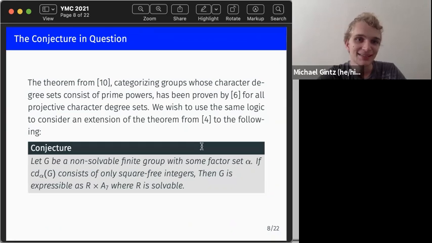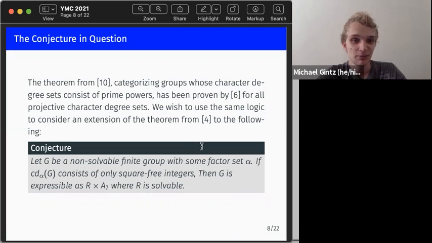And if we replace CD(G) with CD_alpha(G) for some arbitrary alpha in either of these theorems, we have proposed generalizations. And the first of these generalizations regarding prime powers has actually been proven. And we wish to use the same logic of that proof to generalize the other theorem. So in particular, we wish to show the following.